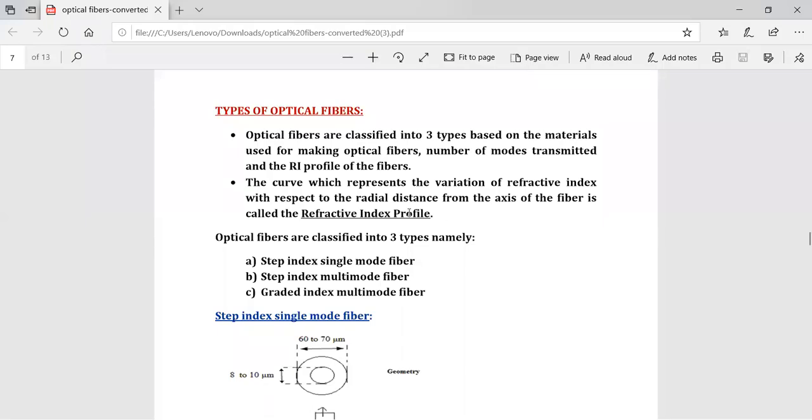Dear students, let us continue with the next topic, types of optical fibers. Optical fibers are classified into three types based on the materials used for making optical fibers, number of modes transmitted, and the refractive index profile. The three types of optical fibers are step index single mode fiber, step index multimode fiber, and graded index multimode fiber. So let us study about each of them.